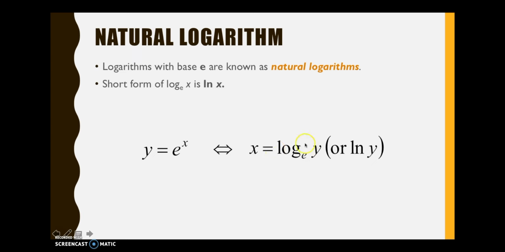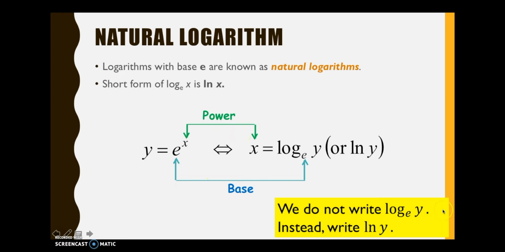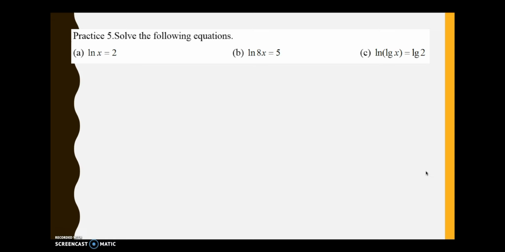You notice that log base e is replaced by the two letters ln. Once again, the base is Euler's number, or e, and the power is x. Base at the bottom, power on top. We do not write log base e y. Instead, we write ln y. Let's take a look at a few examples in order to apply the concept of the natural logarithm.